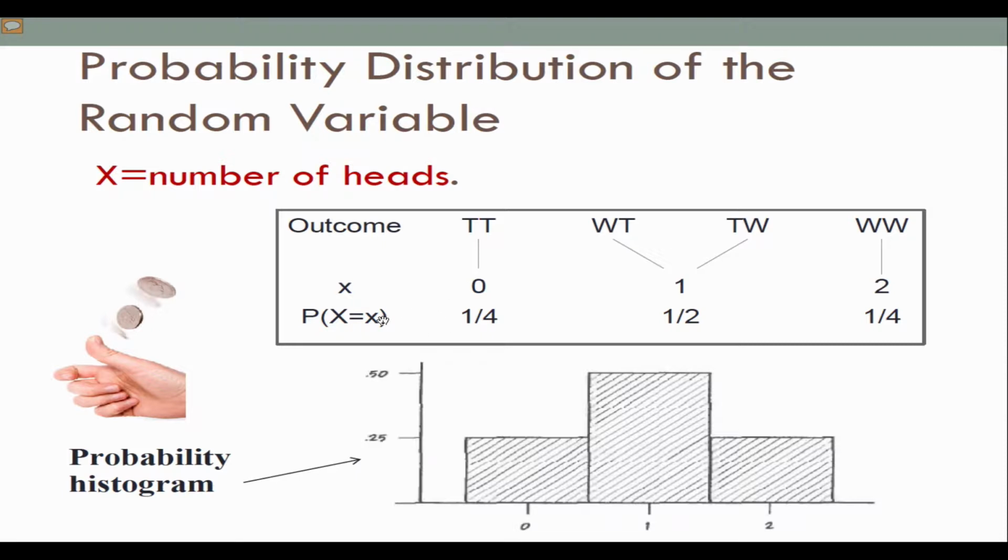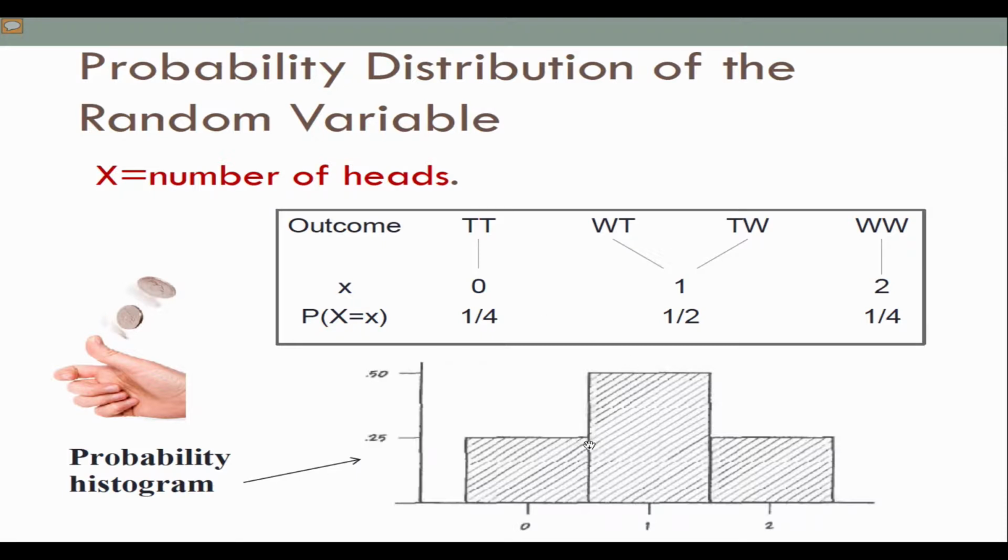Such as, what's the probability that the random variable X equals 0? This is 1/4. The probability of capital X equals 1 is 1/2, because it consists of 2 elementary outcomes. So this way, for each possible value of X, we assign a probability to it using the probability distribution.